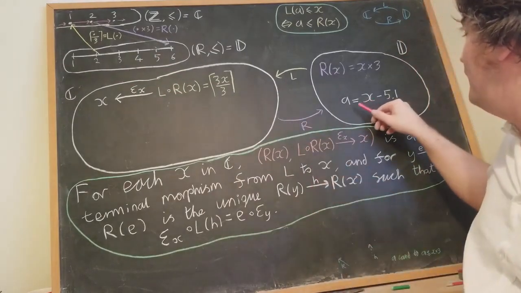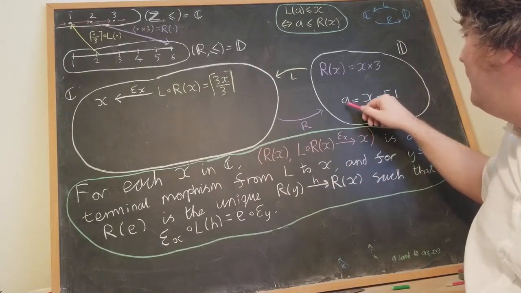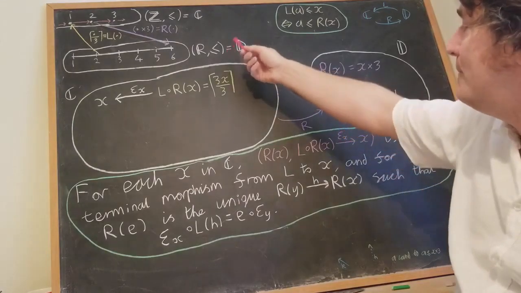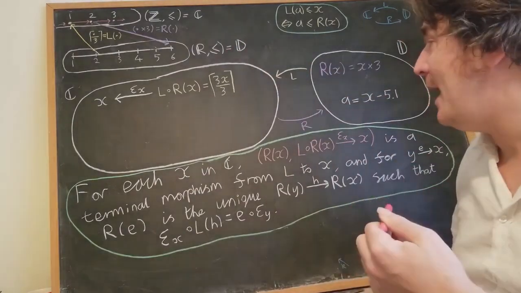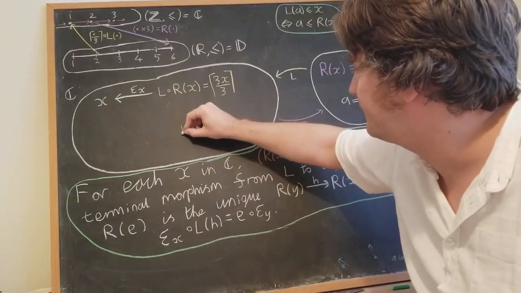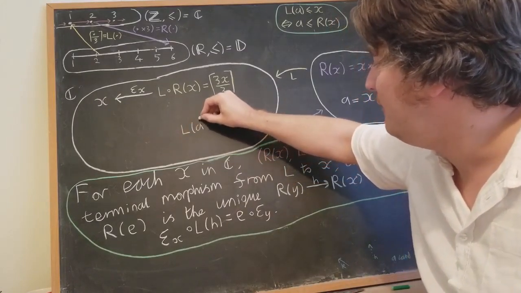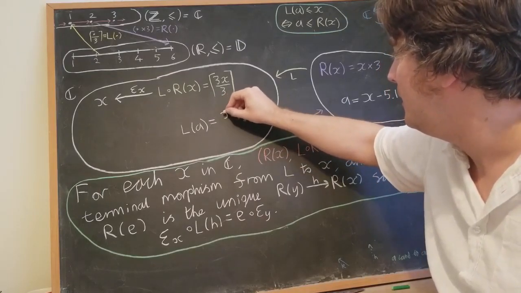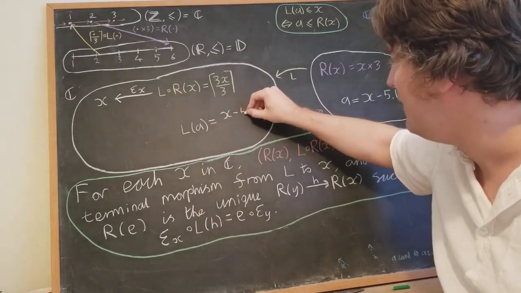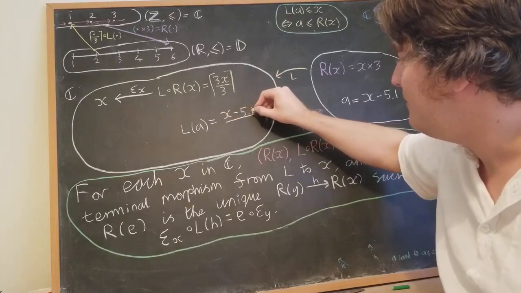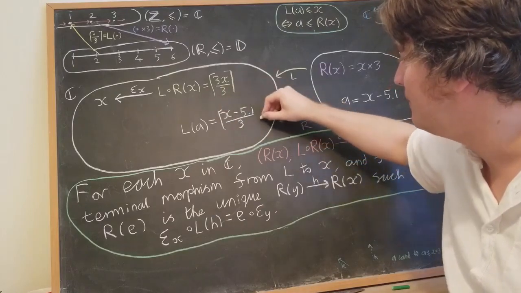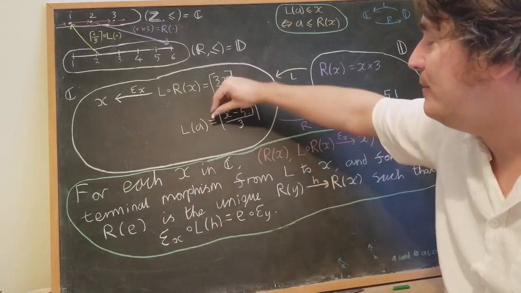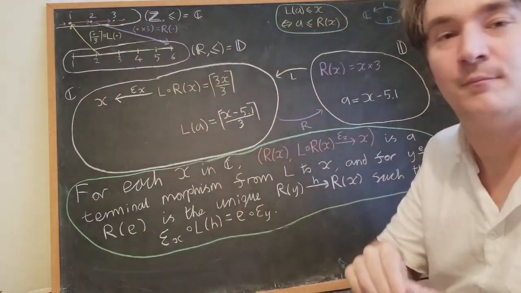Let's pick an example. How about we pick A equals X take away 5.1. Okay, that's a real number. And let's see if it is actually a candidate. So if we get L of A, that's going to be X take away 5.1 divided by 3, rounded up to the nearest integer. Okay. Is that going to be less than or equal to X? Yeah, it will be, right?